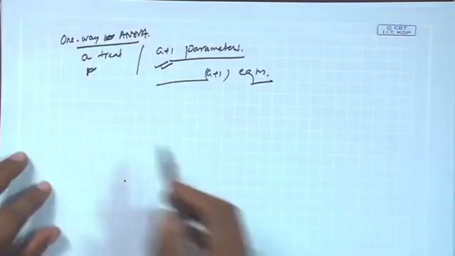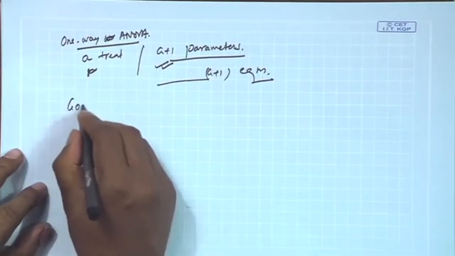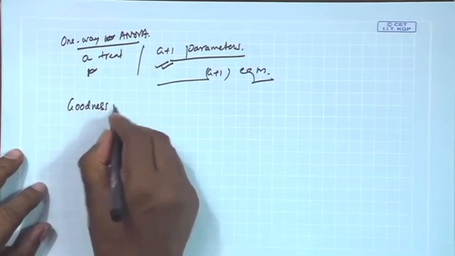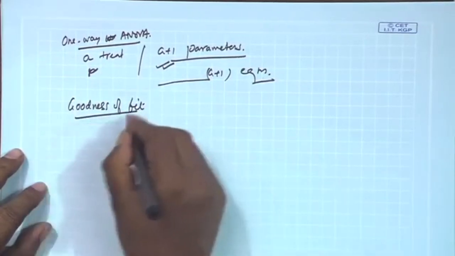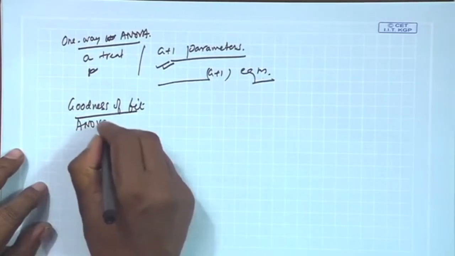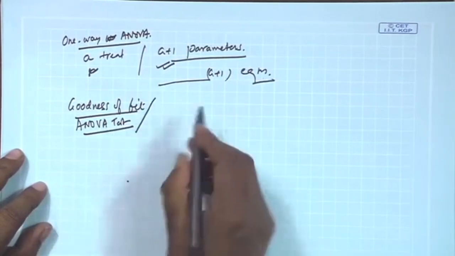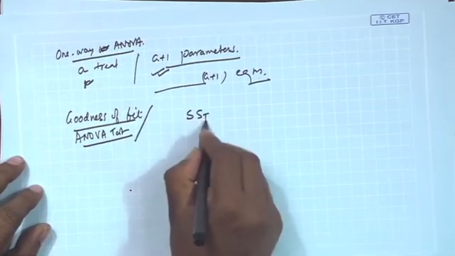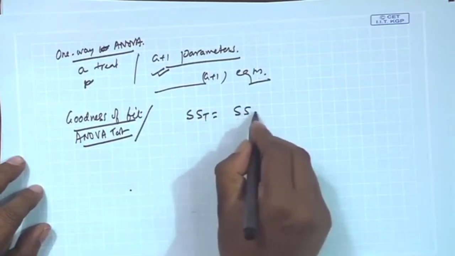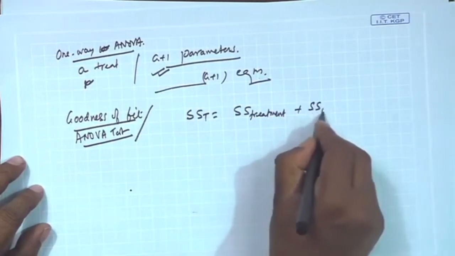Now I will show you the important one, that is goodness of fit, as well as the overall ANOVA test. We have seen that ANOVA partitioned the total sum of squares, SST, into sum of squares treatment plus sum of squares error.